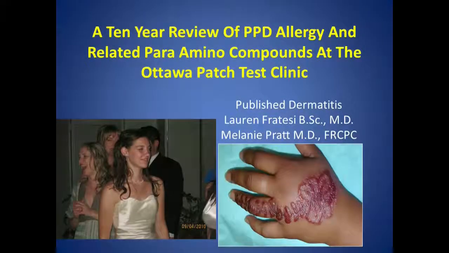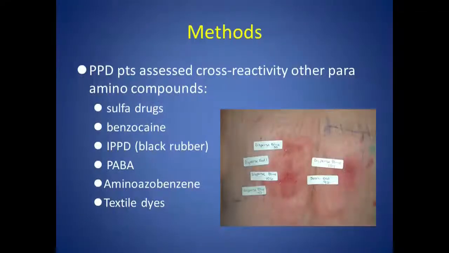And in the same vein, another resident, Lauren LeBerge, I asked her to look back at some of our hair dye allergic people and see how frequently they were cross-reacting with other related para-amino compounds. So we know that hair dye, paraphenylenediamine, can cross-react with sulfa drugs, with benzocaine, a benzoic ester local anesthetic, and black rubber, which is isopropyl paraphenylenediamine. In the old days, PABA, which was used in a lot of sunscreens and is still in lip balms, aminoazobenzene, which is a shoe dye, and some of the textile dye.